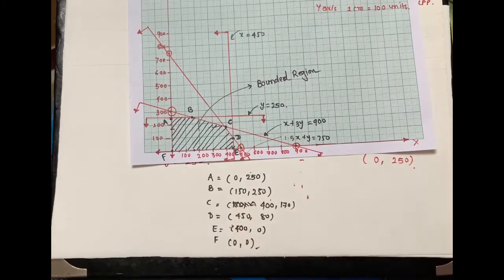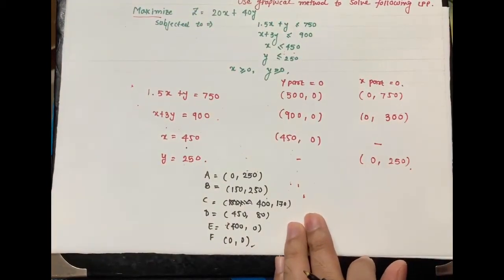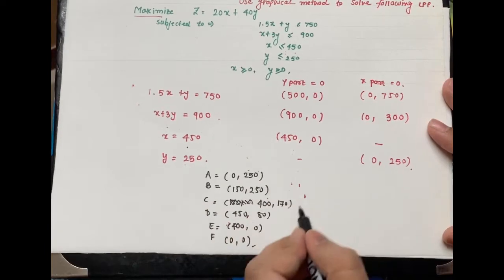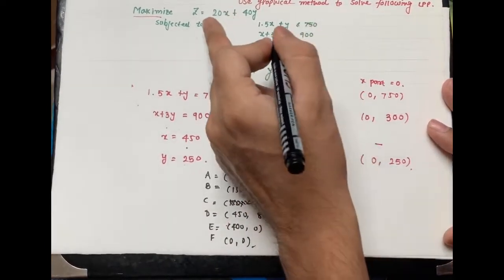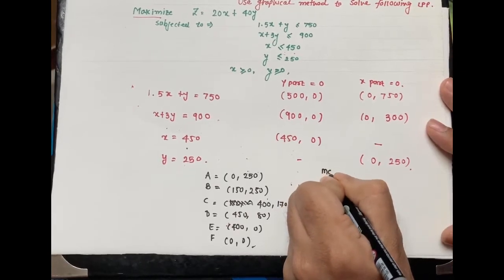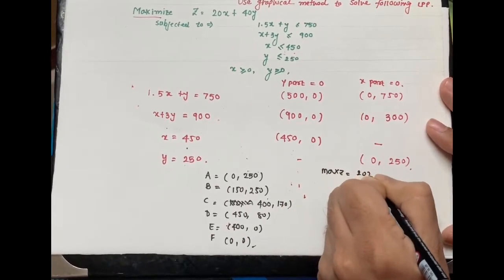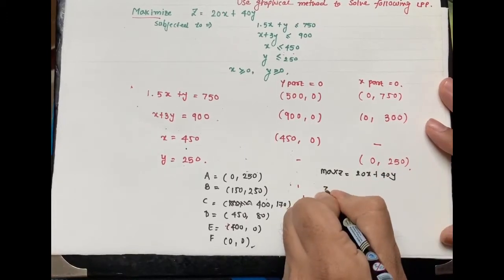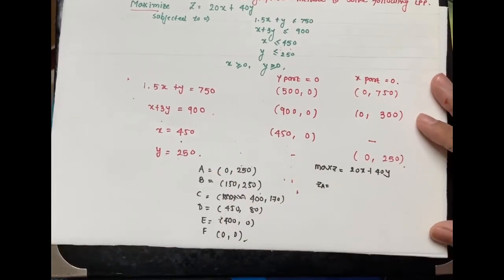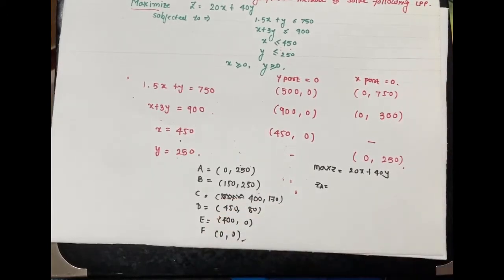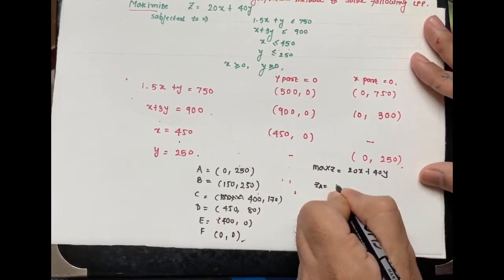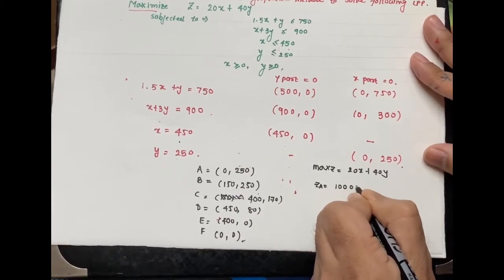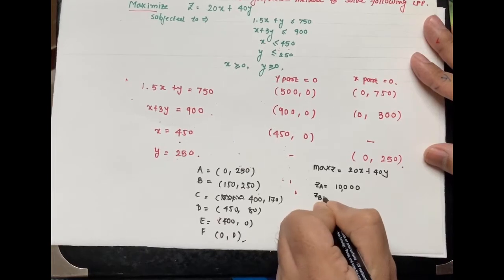These all 6 combinations give me different feasible solutions, but I require to compute the optimum solution, the best solution. So for that, what I need to do is put back these values into the objective function. What is the objective function? It is max Z = 20x + 40y. So if I put the values of A into this equation, 20 into 0 is 0, 250 into 40 gives me 10,000. Okay, it is 10k.